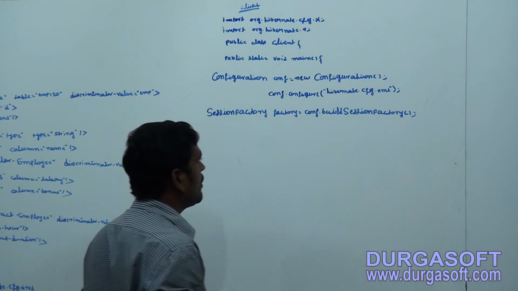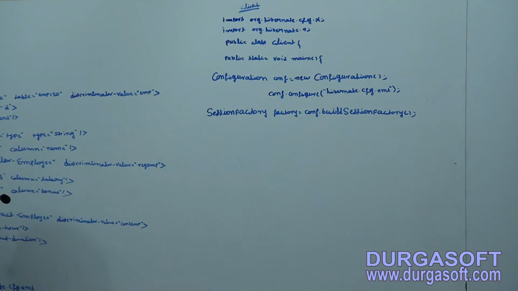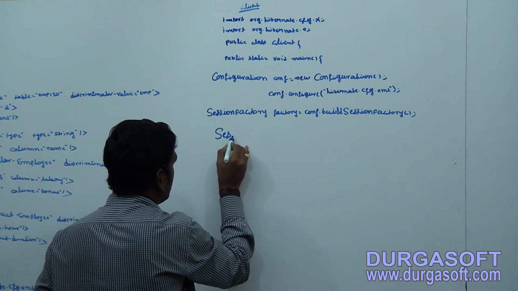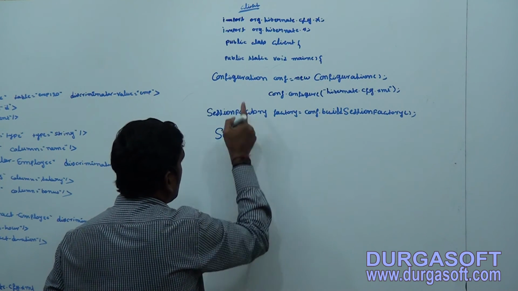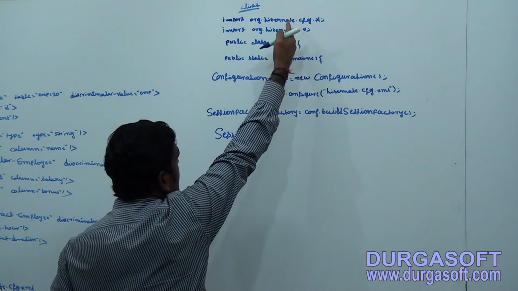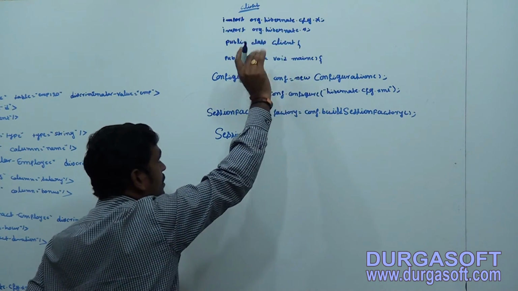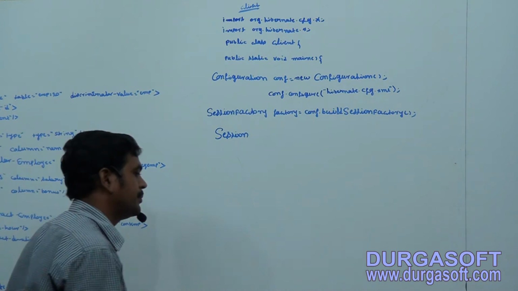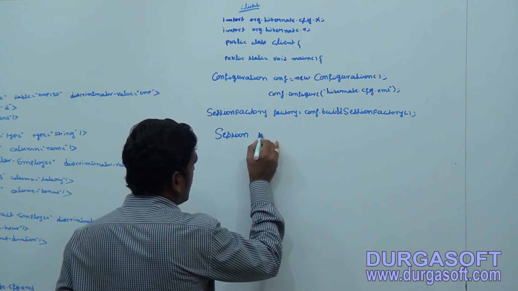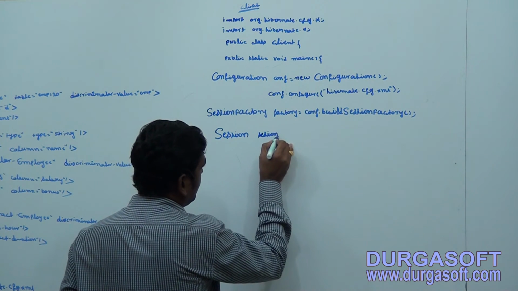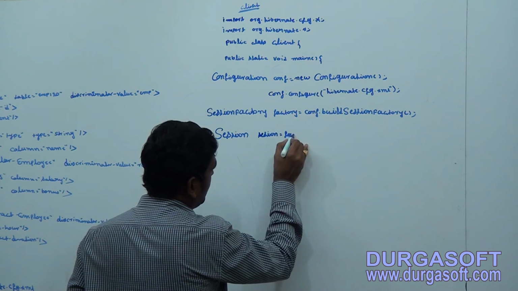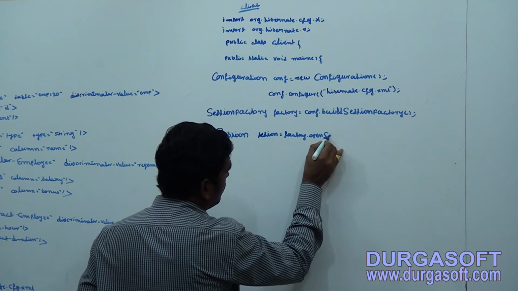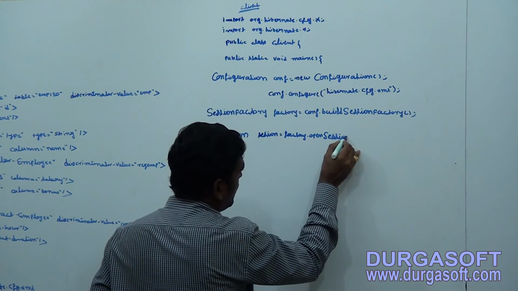Then next after that we need to get the session object. Configuration is available in the org.hibernate.cfg package. The remaining all are available in the org.hibernate.* package. Session is equal to factory.openSession.